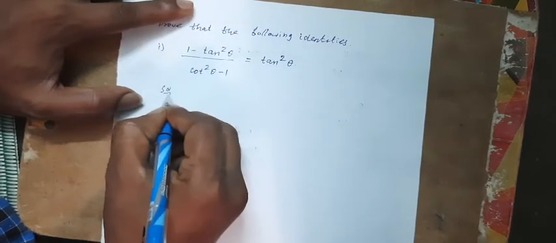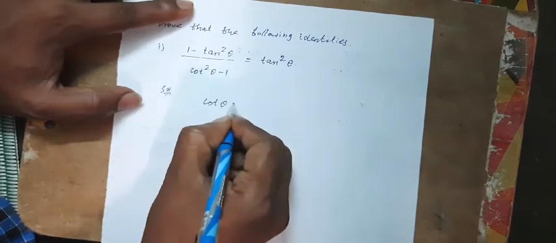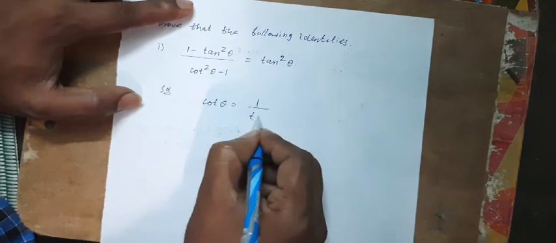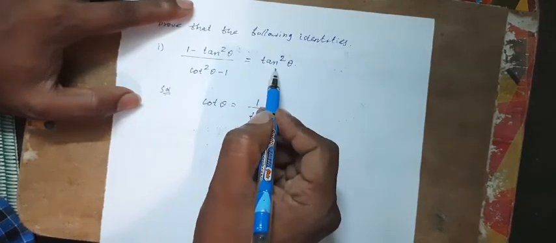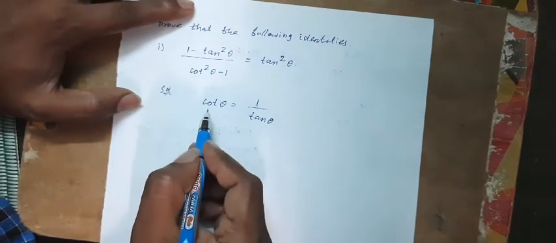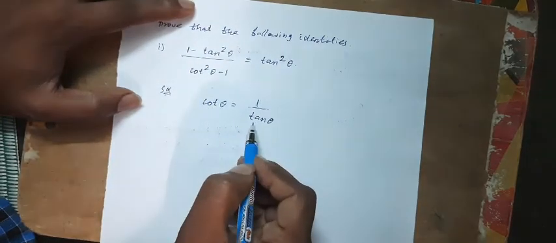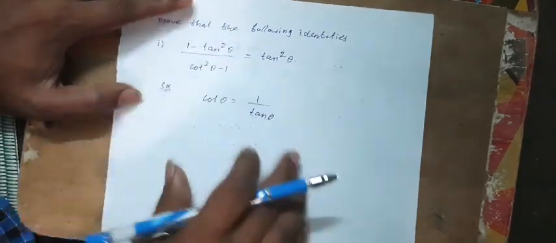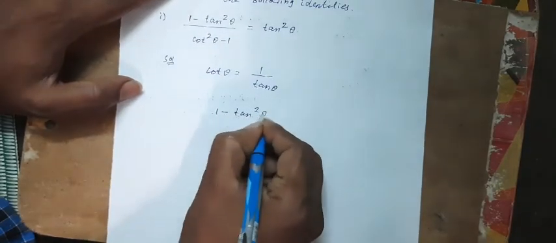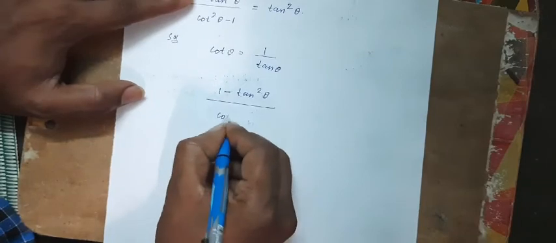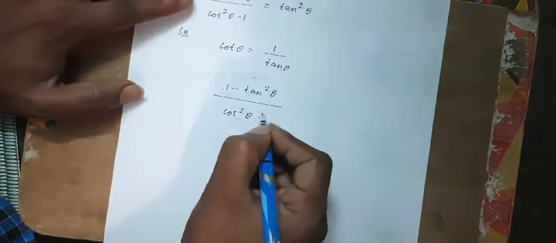So here I can use the formula cot theta is equal to 1 by tan theta. What is the result you have here? Tan theta only. So I can take cot theta is equal to 1 by tan theta. Take and substitute here. Given: 1 minus tan square theta by cot square theta minus 1.